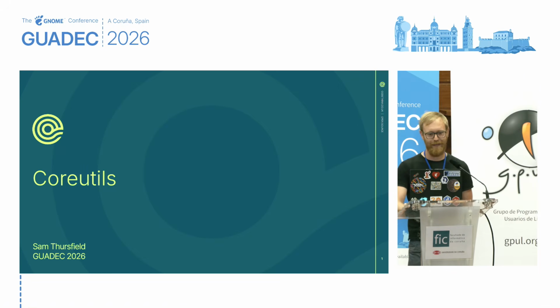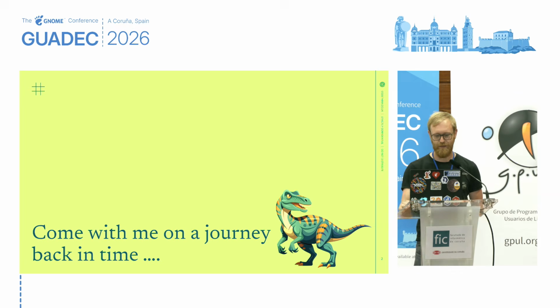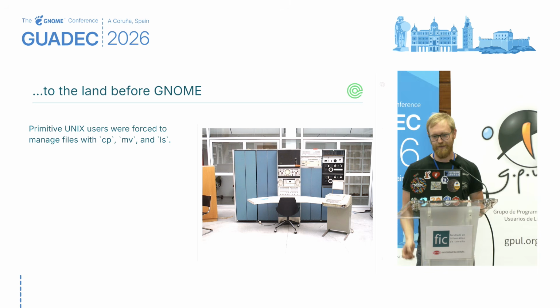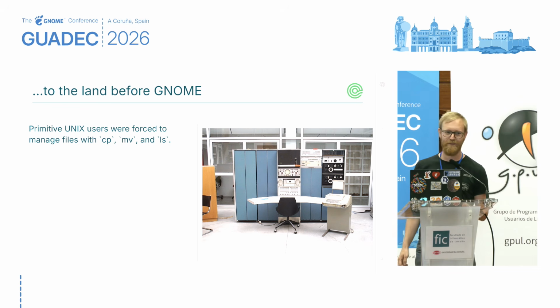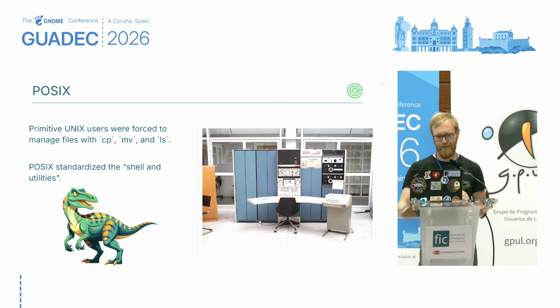Okay, I want to talk about, we're going to go back in time to the olden days. Back then, computers didn't have screens, there was no GNOME because there wouldn't be any point. And primitive humans had to navigate the file system using commands like cp to copy a file or ls to list the files. And this excellent design got standardized in POSIX, and every Unix implementation did the same thing.